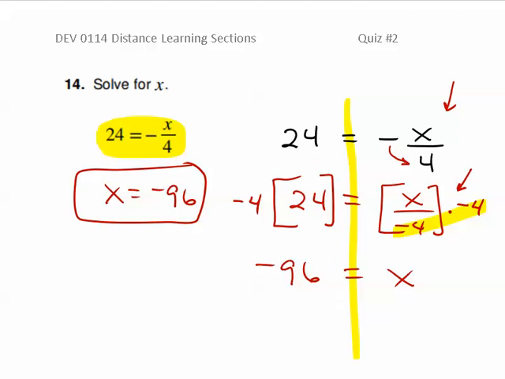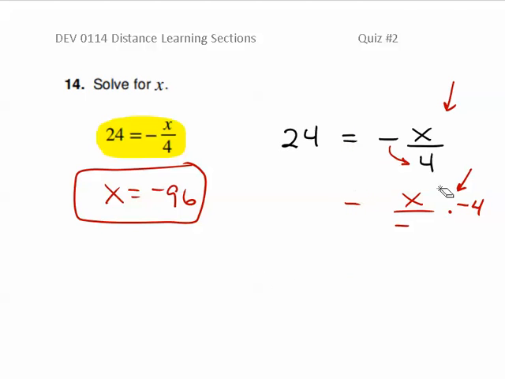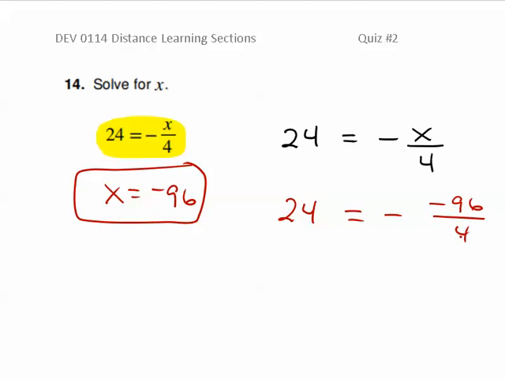So remember, when you solve an equation, you want to check your answer, and that's what we're going to do next. We're going to take our answer and plug it into the original equation that we have here. So on the left-hand side we have 24, and then we have negative 96 over 4. So be careful, the negative that you see in front of the term is in the middle. The actual value of x is negative 96.